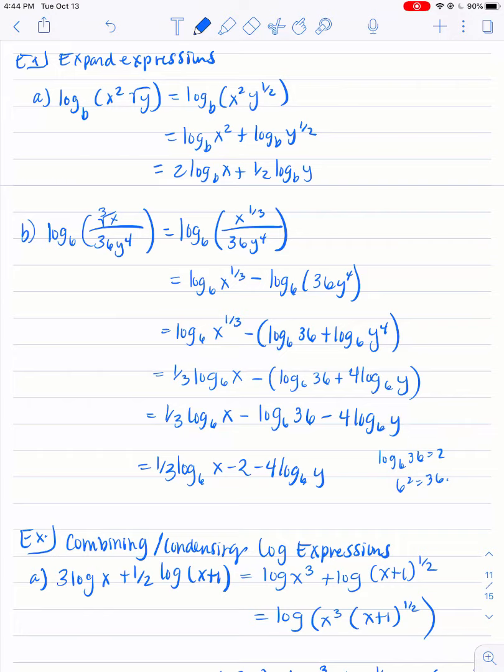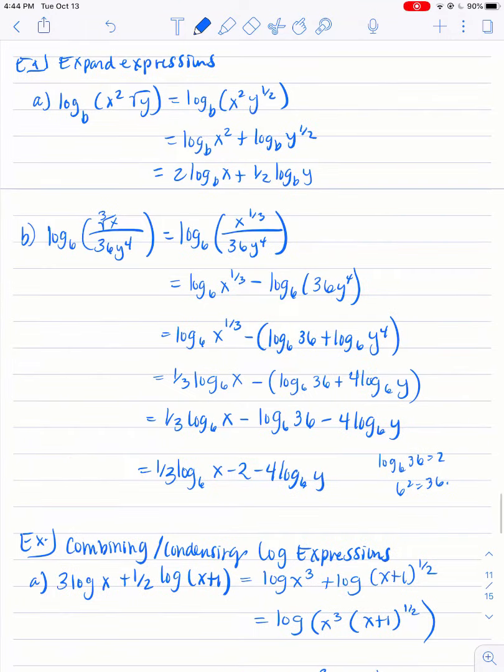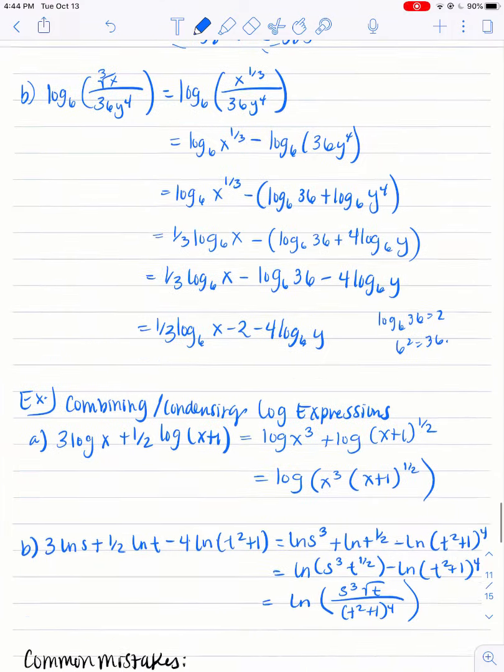Okay, so now I'm going to use my rules to expand these expressions. So I have log base b of x squared times the square root of y. I changed the square root of y to y to the 1/2, so it's easier to deal with. So here I have a product, and I want to expand, so I can change this product into addition. So I have log base b of x squared plus log base b of y to the 1/2. And now I want to expand further, so I use the power rule to bring my powers up front. So our final answer is 2 log base b of x plus 1/2 log base b of y.